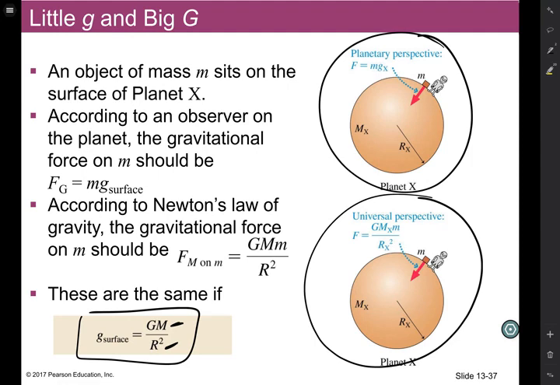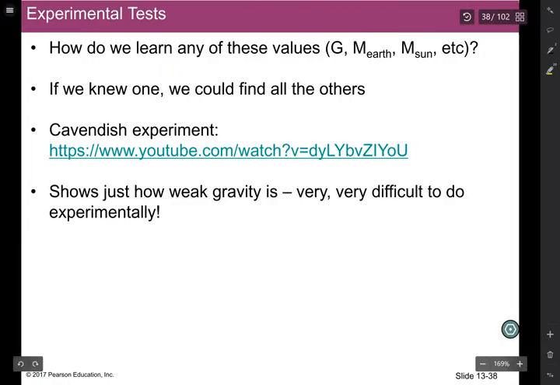So this relationship is critical to remember. I believe it's on the AP sheet as well. But you should be able to relate these two ways of calculating gravity. I'm going to skip over this because I'll probably talk about it a bit in class, but the video here is worth watching. It's a demonstration of how you could calculate any of these things and the actual experiment that was done to do it. It's a very difficult experiment, very difficult.